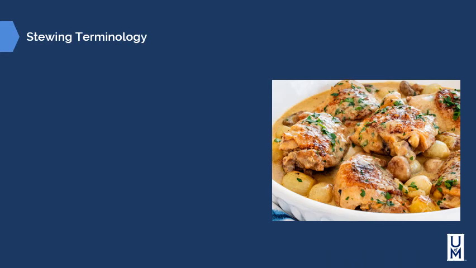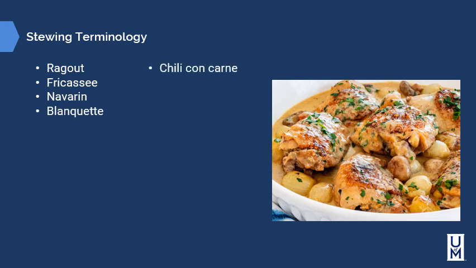There's lots of different terms for stewing: ragu, fricassee, navarin, blanquette, chili con carne, goulash, tagine, adobo, and one I forgot to put on there, paprikash.